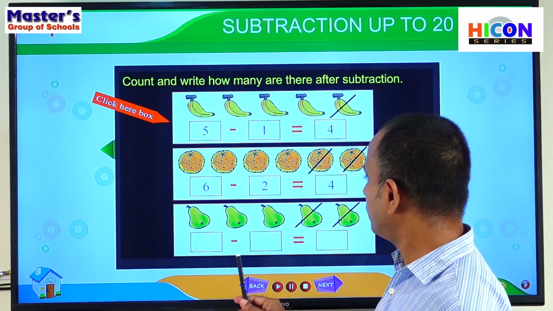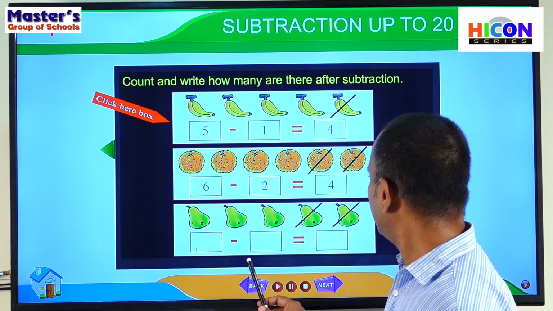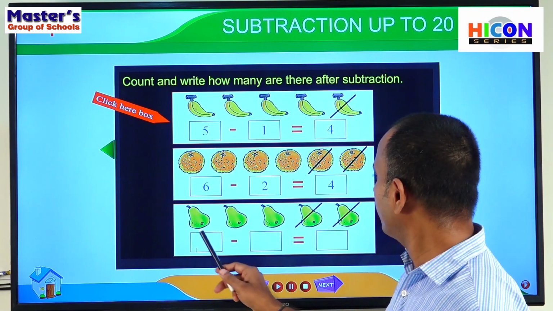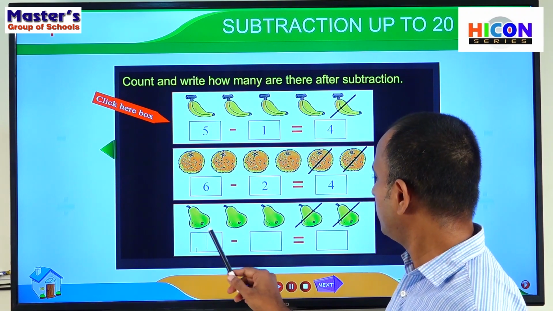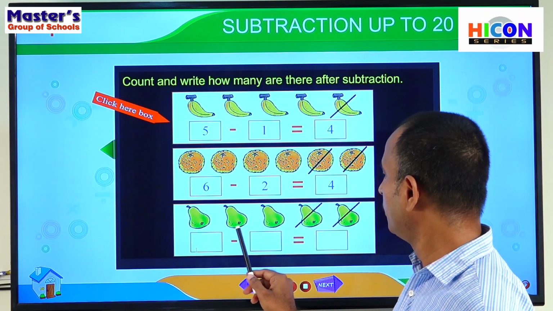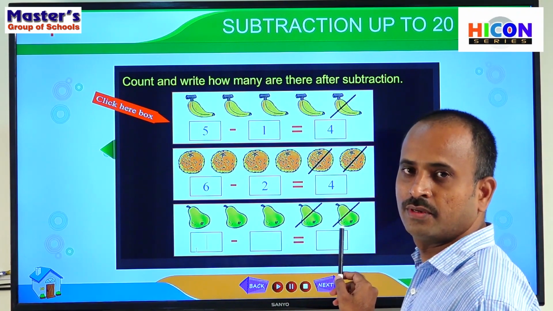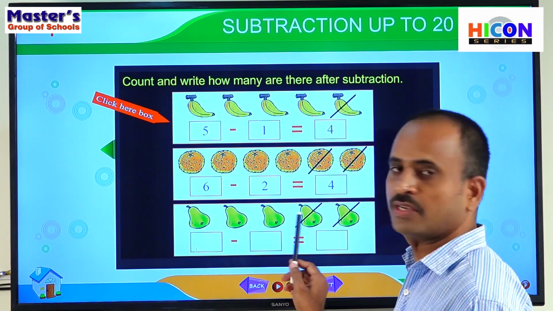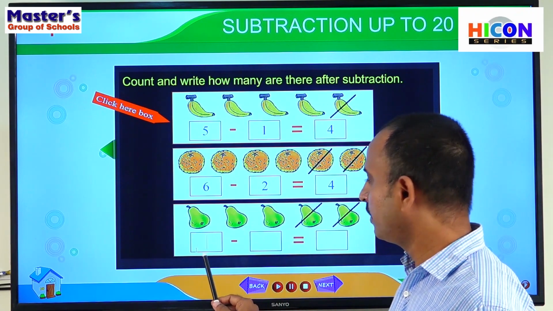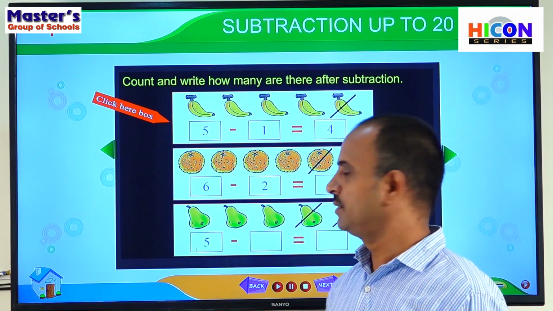So see the last example, that is the third example. There are some fruits given. How many fruits are there? So let us count 1, 2, 3, 4 and 5. So there are total 5 fruits given. So write 5 in the first box.